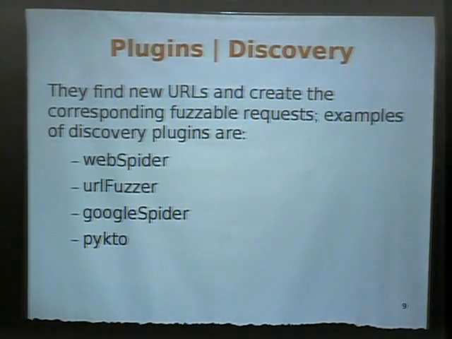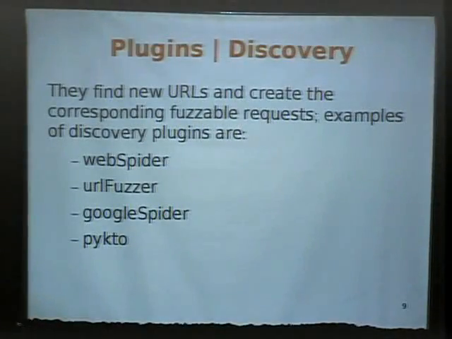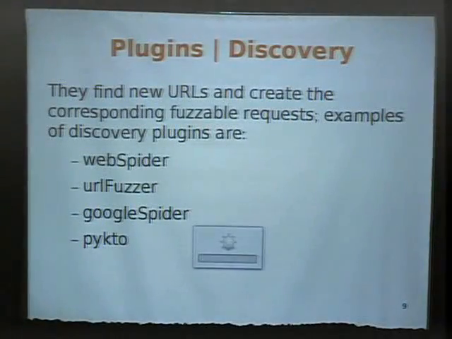We have a URL fuzzer. It simply changes a URL. For example, if we have index1.asp, it will try index2.asp, index3, index0.asp. We have a Google spider. We use Google to spider the site. And we have a Nikto port to Python. It's called Pykto. And from these plugins, we have like 40 discovery plugins.